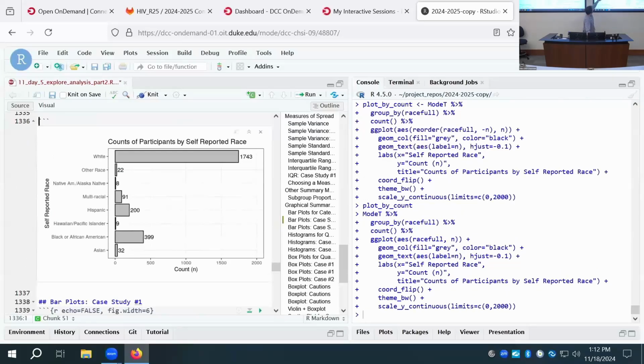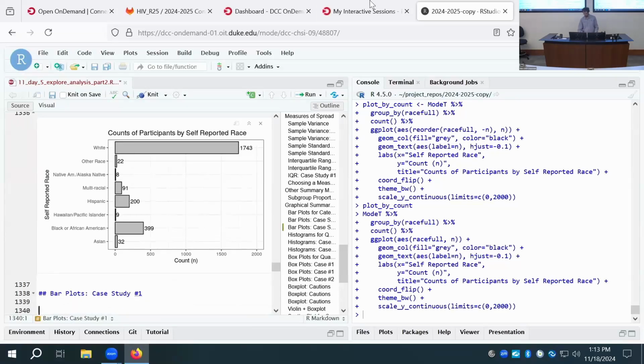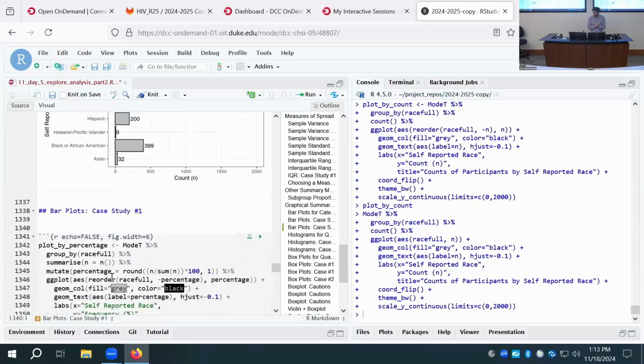Right, so then you can see white, then other race, Native American, multiracial, Hispanic, Hawaiian, and so on. So that reorder was just reorganizing our race variable by frequency to give it a nicer visualization. Does that make sense? Any questions so far on that? No. Any questions on Zoom? No? Okay.